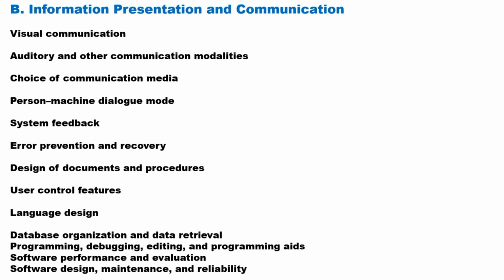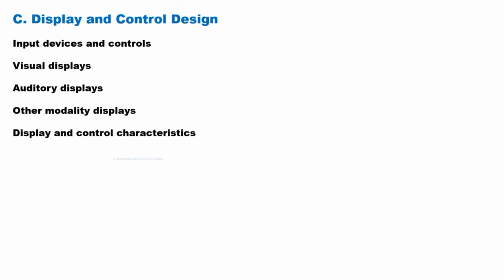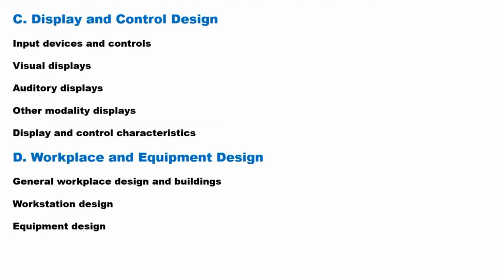B. Information presentation and communication, visual communication, auditory and other communication modalities, choice of communication media, person-machine dialogue mode, system feedback, error prevention and recovery, design of documents and procedures, user control features, language design, database organization and data retrieval, programming, debugging, editing, and programming aids, software performance and evaluation. C. Display and control design, input devices and controls, visual displays, auditory displays, other modality displays, display and control characteristics.